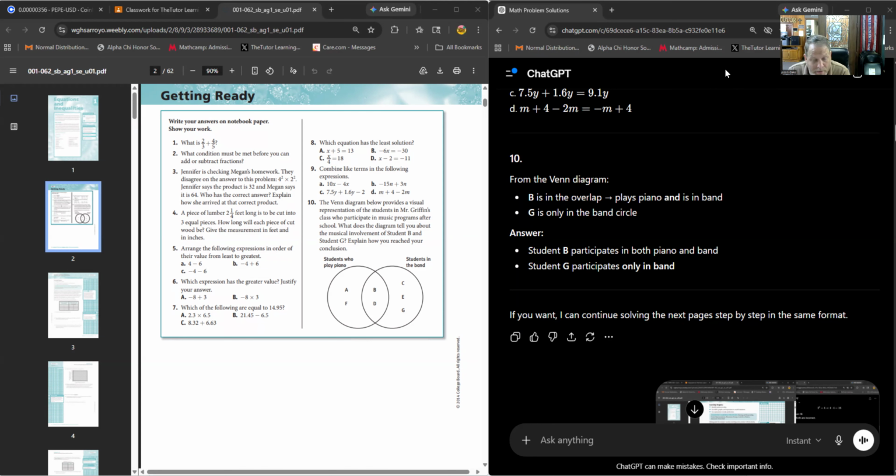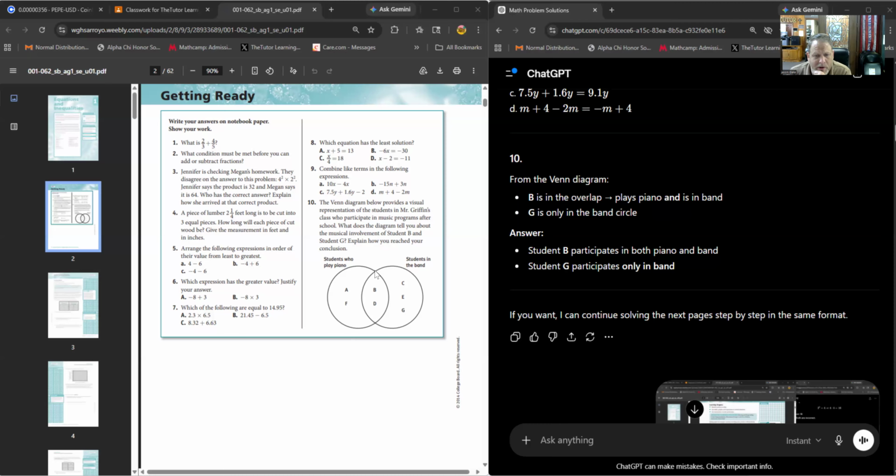So number 10, the Venn diagram below provides a visual representation of the students in Mr. Griffin's class who participate in music programs after school. What does the diagram tell you about the musical involvement of student B and student G? Explain how you reached your conclusion.